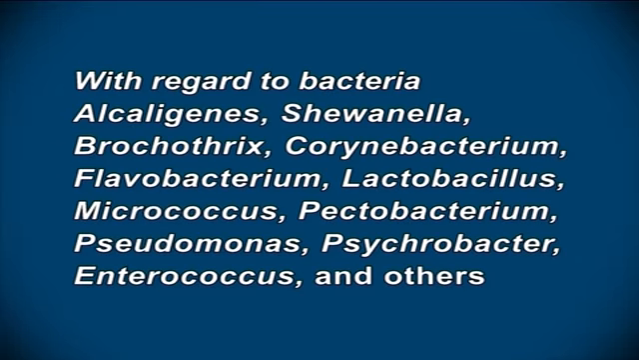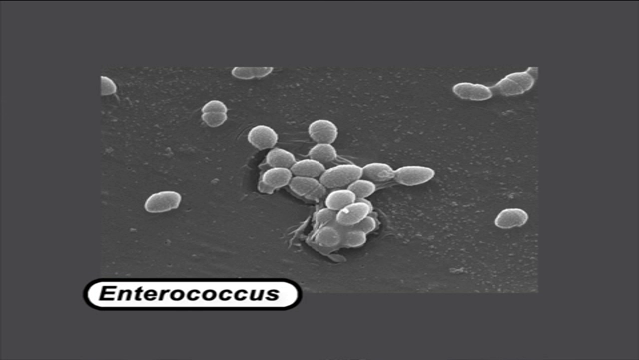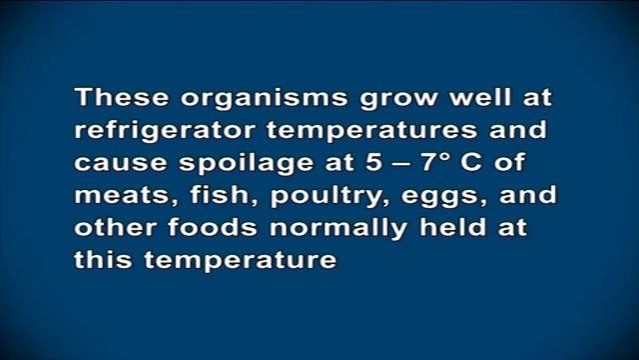With regard to bacteria, psychrotrophs include Alcaligenes, Shewanella, Brochothrix, Corynebacterium, Flavobacterium, Lactobacillus, Micrococcus, Pectobacterium, Pseudomonas, Psychrobacter, Enterococcus and others. The psychrotrophs found most commonly on foods are those that belong to the genera Pseudomonas and Enterococcus. These organisms grow well at refrigerator temperature and cause spoilage at 5 to 7 degrees Celsius of meats, fish, poultry, eggs and other foods normally held at this temperature.